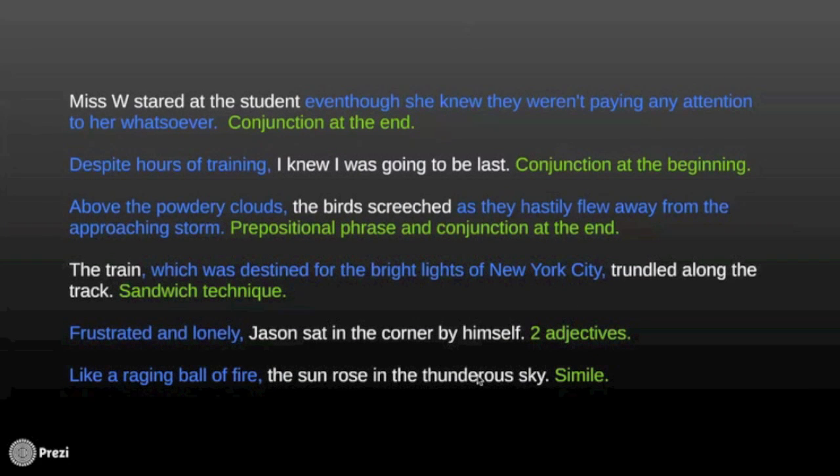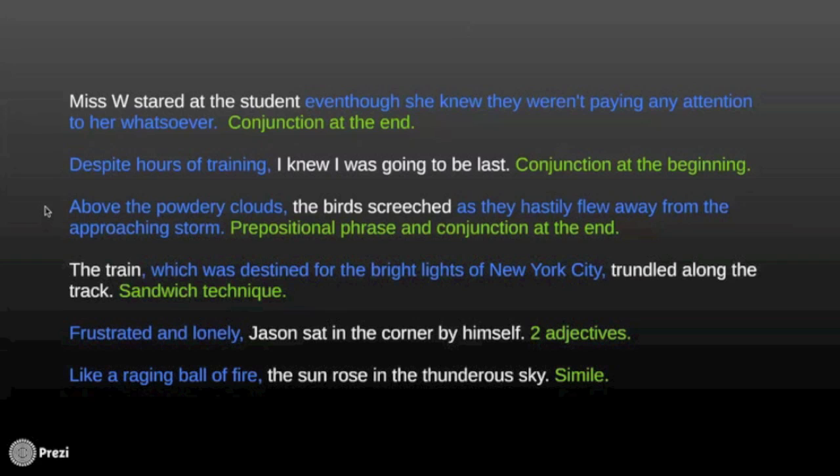Okay, so I've got Miss W stared at the student, even though she knew they weren't paying any attention to her whatsoever. So in that one, I've added the subordinating conjunction in the middle. Okay, so I don't require a comma here. I've added a subordinate clause at the end of the sentence. Despite hours of training, I knew I was going to be last. So here, I've added my subordinate clause at the beginning of the sentence. Okay, my subordinating conjunction comes here, and therefore I need a comma at the end of my subordinate clause.